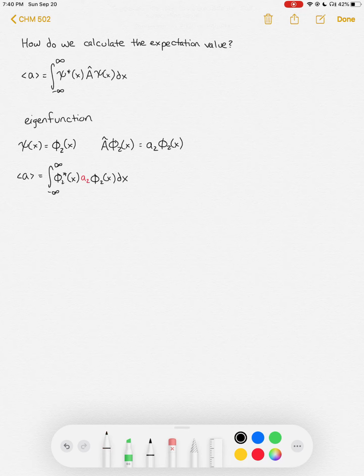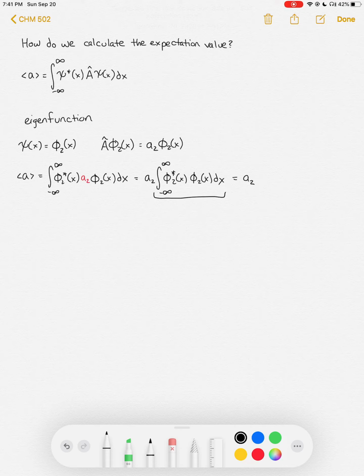Now, we can simplify this, because a2 is a constant, which means we can pull it out of the integral. That gives us the integral from negative infinity to infinity of the complex conjugate of our wave function times our wave function. Now we're going to take advantage of one of the properties of wave functions: they are normalized. That means this whole integral is equal to 1, so the expectation value is just a2. This makes sense because our wave function is just one eigenfunction of the operator, which means when we operate on that wave function, we can only ever measure that one value.